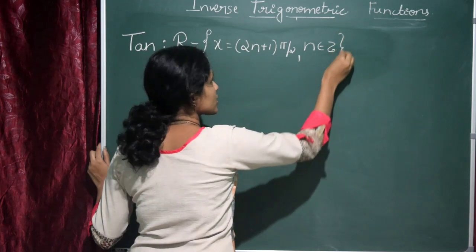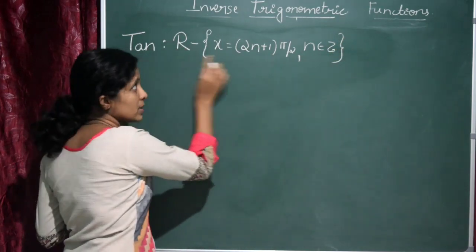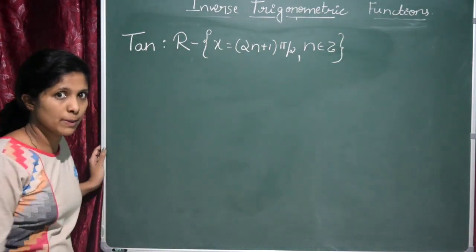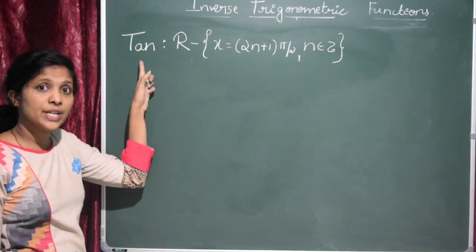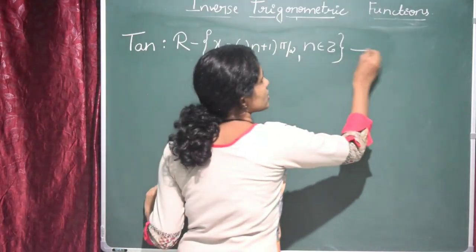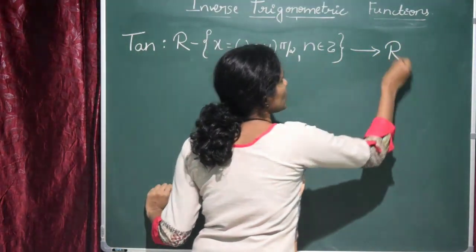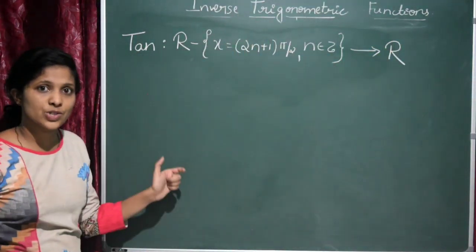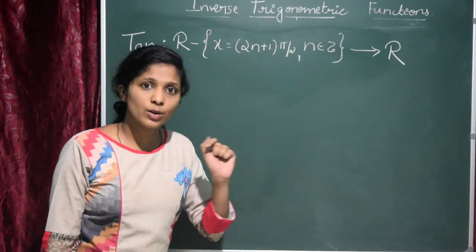Right? The domain of this function is the set of all real numbers, but you have to remove the odd multiples of pi by 2, because you know that tan can be written as sin by cos, and cos can't be equal to 0. The range of this function is the set of all real numbers. To define the inverse, we have to check whether the function is one-one and onto.